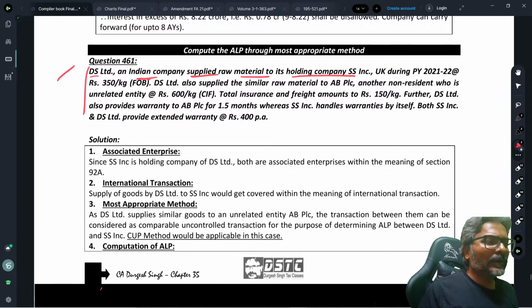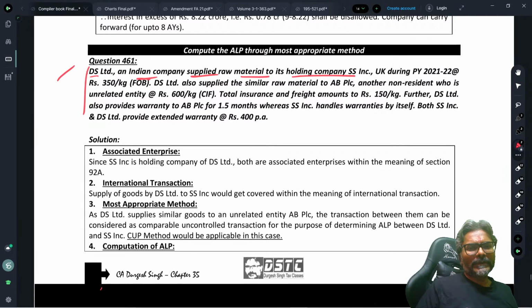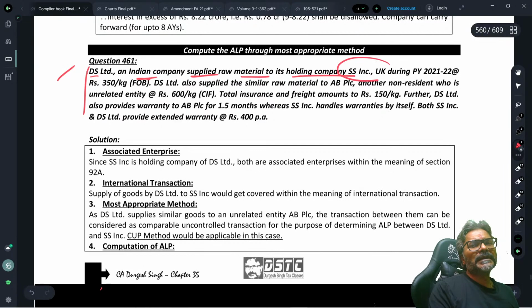Do you all got this one, students? So this is one thing which has been there. So just have a look over here. Students, therefore, we can say, this is a transaction. Is a transaction an international transaction? Yes. Why? Because it's an SSINC.UK. So one of the parties to the transaction is a non-resident. One of the parties to the transaction, is it a non-resident? And the answer is yes.